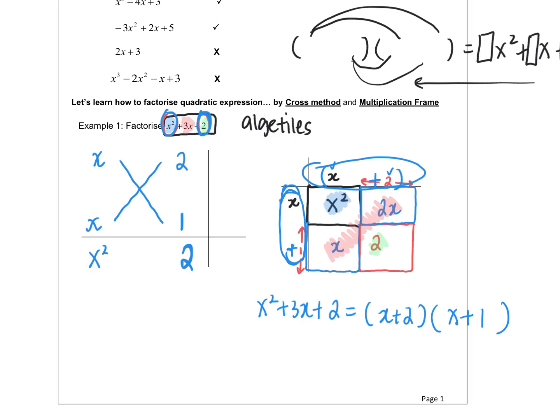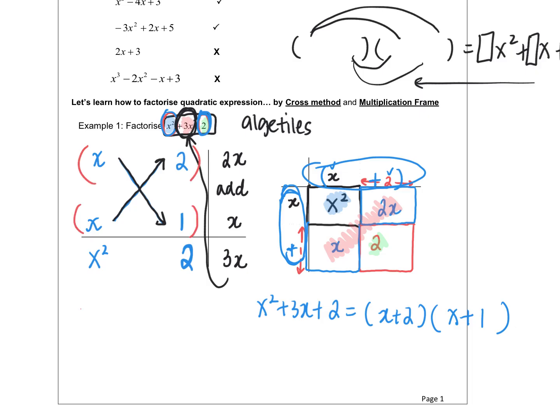This one is important. Diagonally, you need to multiply x by 2 to get 2x here. Multiply x by 1 to get x here. So in the last column, you always add them up to see whether you get back the number in the middle here. If it's correct, you know your factors are done. These are the 2 factors for your answer: x plus 2, x plus 1.